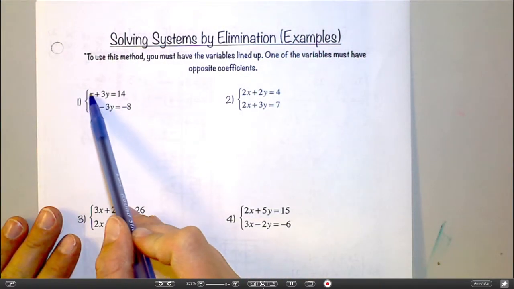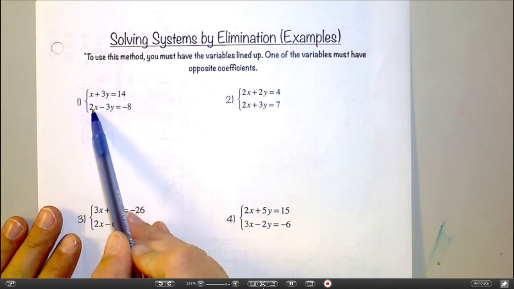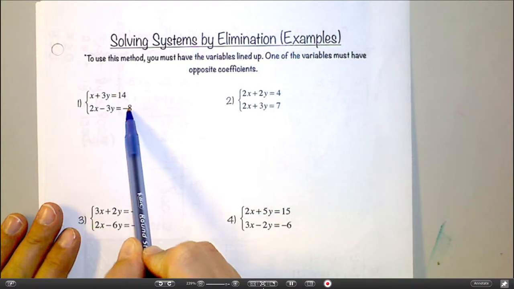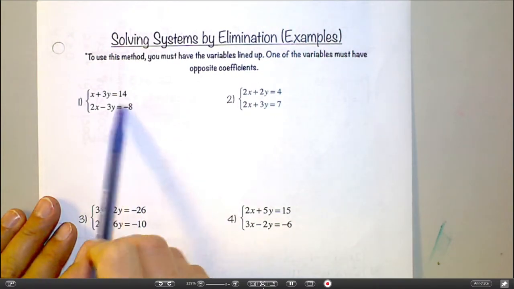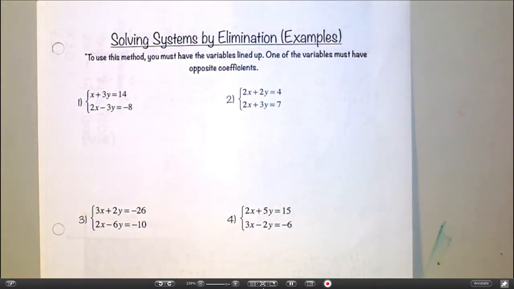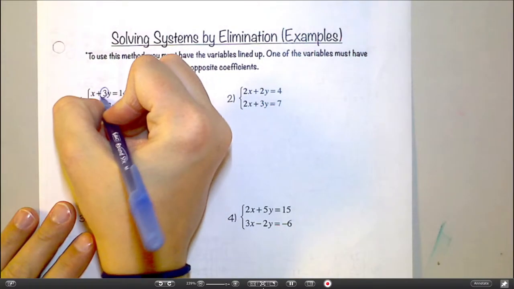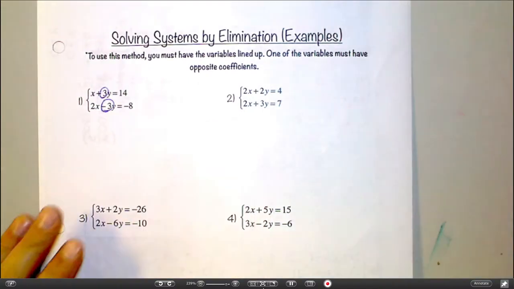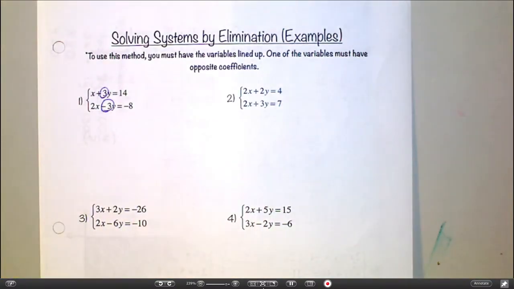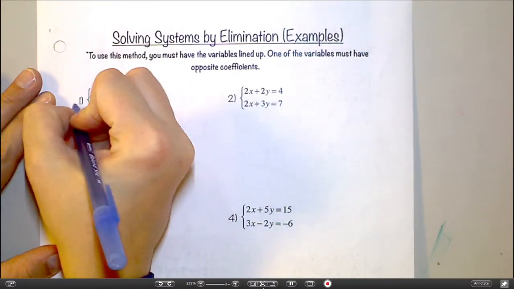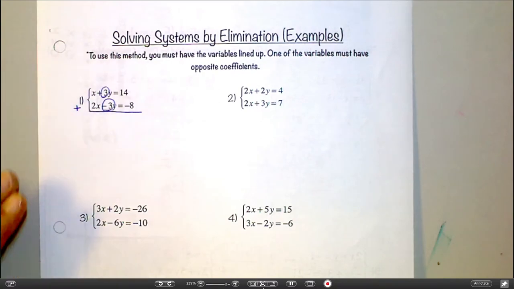First thing you check is make sure your variables are lined up. So X and X are on top of each other, Y and Y, number and number. And then I want one of my variables to have opposite coefficients. So see here I have a 3 and a -3. What would happen if I added 3 and -3 together? They'd cancel out. So that is exactly what I am going to do: take these two equations and add them together.